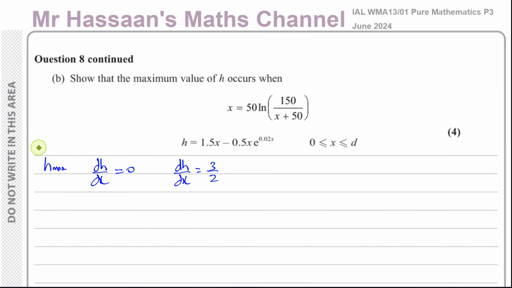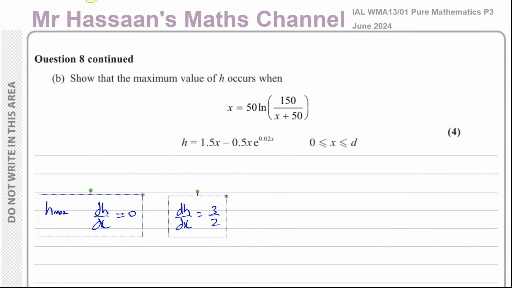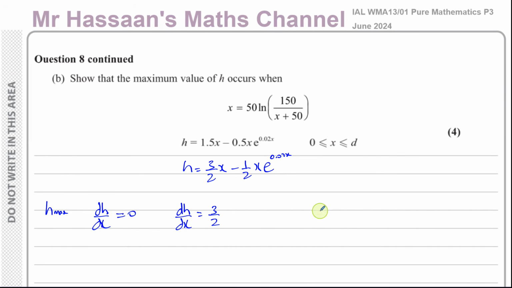What I'm going to do is rewrite these as h equals, I prefer to use fractions and decimals, minus a half x e to the power of, I'll leave this as a decimal, no problem. So dh dx equals 3 over 2, and then minus a half times, and I've got here a product of these two functions. I can keep the half outside, and the answer I get for this I'll multiply by a half. So here I have a product of two separate functions.